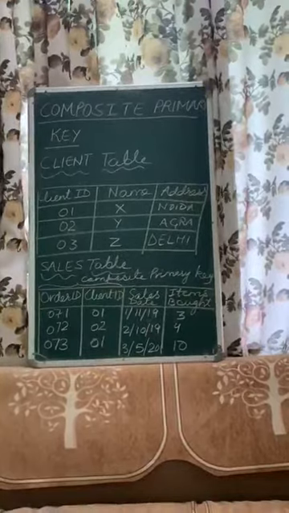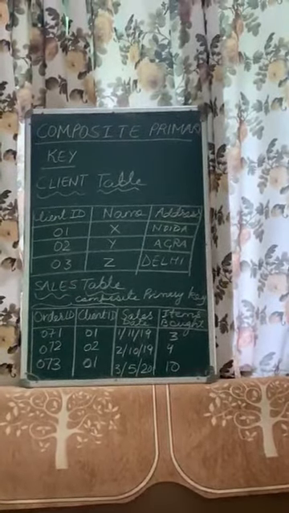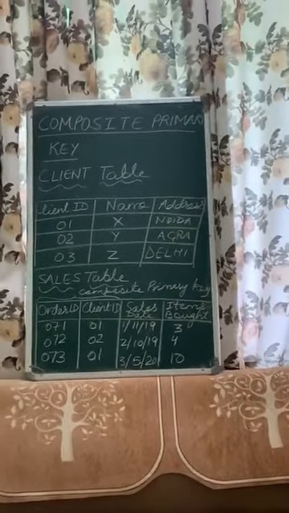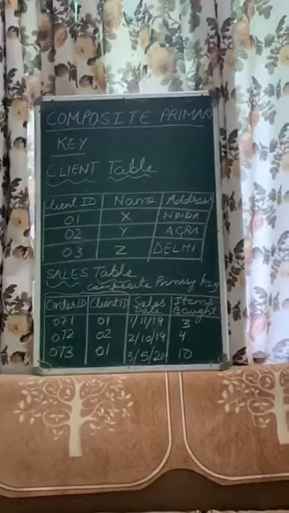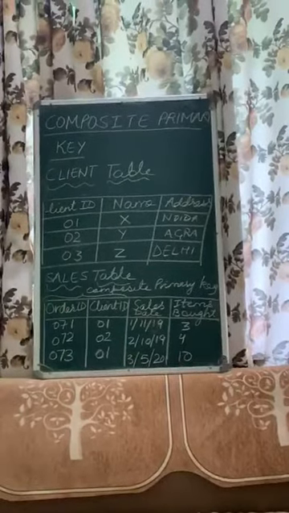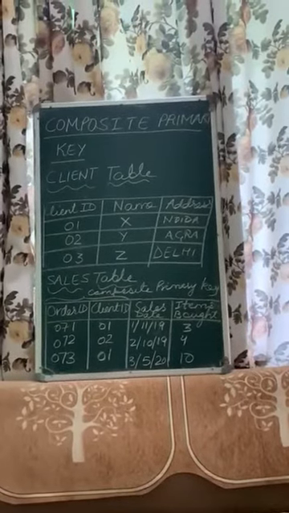Now today I'll be dealing with composite primary key. Now what is the meaning of this word composite? Composite means a combination of more than one. So I have two tables made. One is your client table and the other one is your sales table.